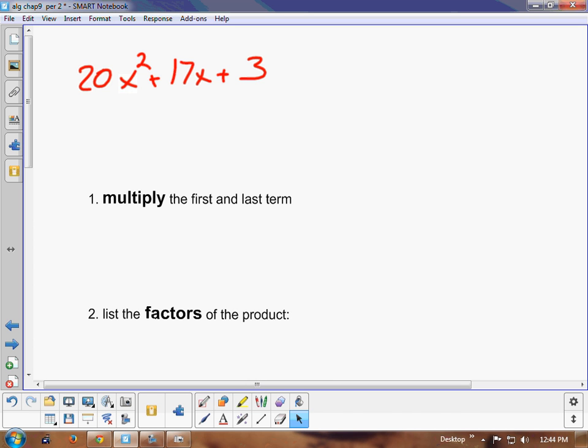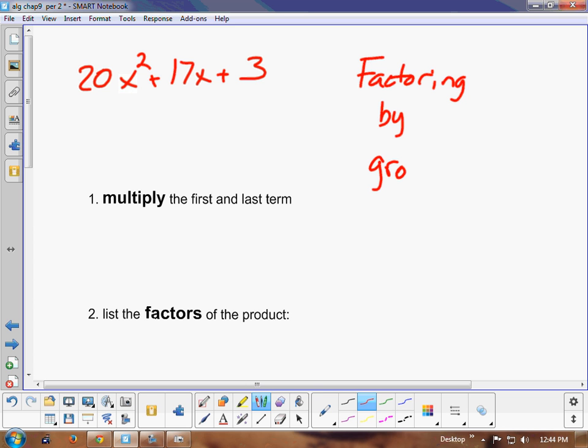Okay, let's look at 20x squared plus 17x plus 3. This is called factoring by grouping. It is not in your notes. So you are to be writing down on the piece of paper what we're writing up here. So are we there? Okay, so the first step says multiply the first and last term together. So the first term is the 20x squared and the 3. We're going to multiply these two together.